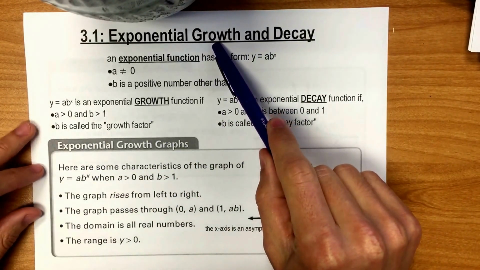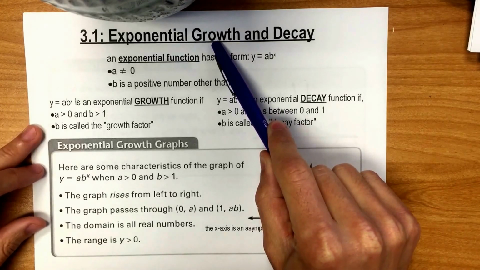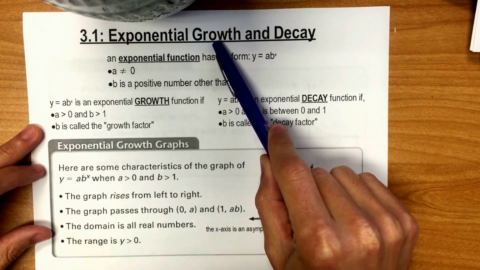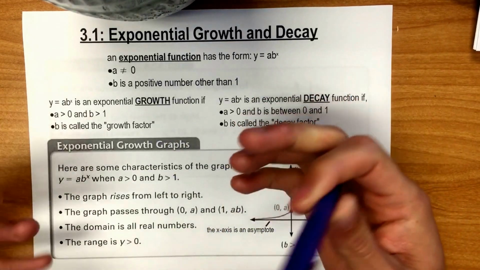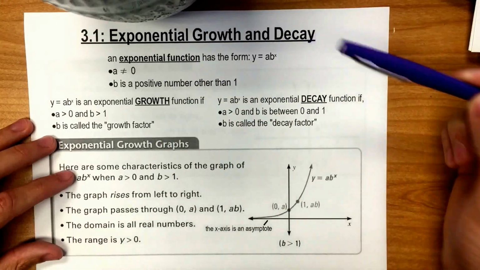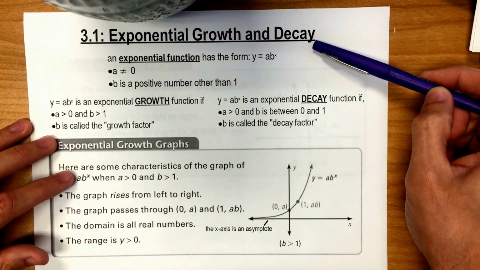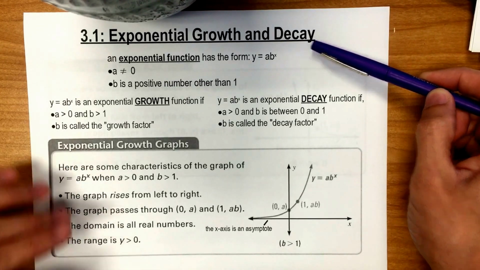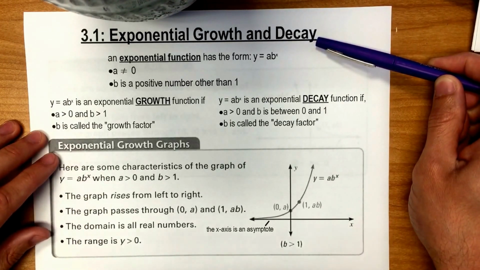A growth is one that is going to increase as your x values get larger. Your y values also get larger. So the function is growing. A decay is the exact opposite. As your x values get larger, your y values decrease. So that's why we call it a decay.